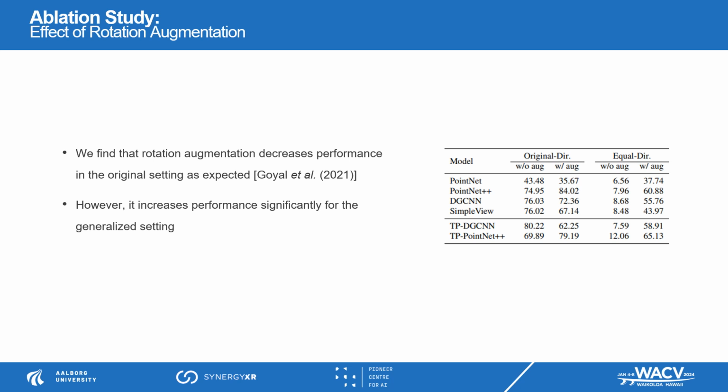To determine the effect of applying rotation augmentation, we performed an ablation study for the classification models on the validation set, evaluating with and without rotation augmentation across both original distribution and the equalized. We find that while rotation augmentation does decrease performance on the original distribution as expected, it significantly improves performance on the equalized distribution for all models.